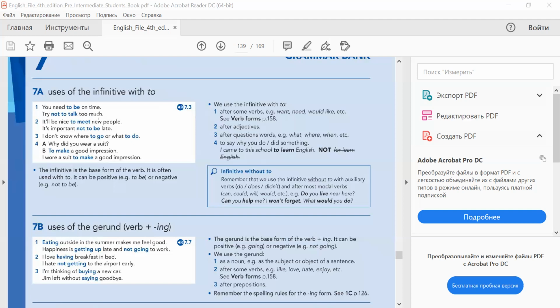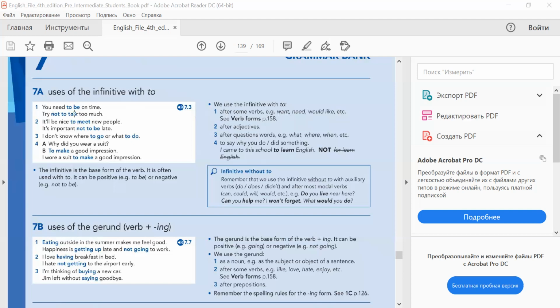So, as you can see, the infinitive is the base form of the verb, and it's often used with to. It can be positive, for example, you need to be on time, or negative. For example, try not to talk too much. And as you can see, this is in the present tense. We use also the modal verb need, and the negative we usually make by using the word not before the infinitive. Okay, so we use the infinitive with to after some verbs like want, need, would like, and so on.